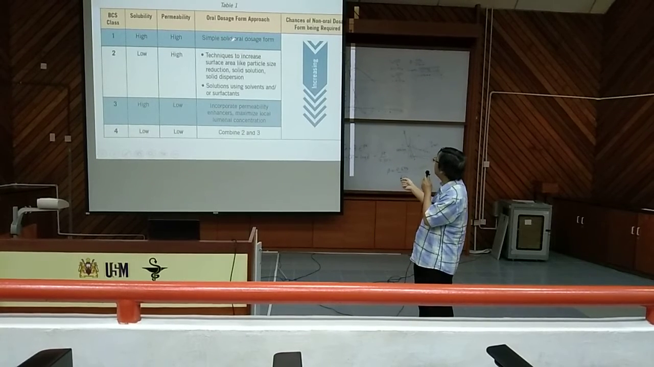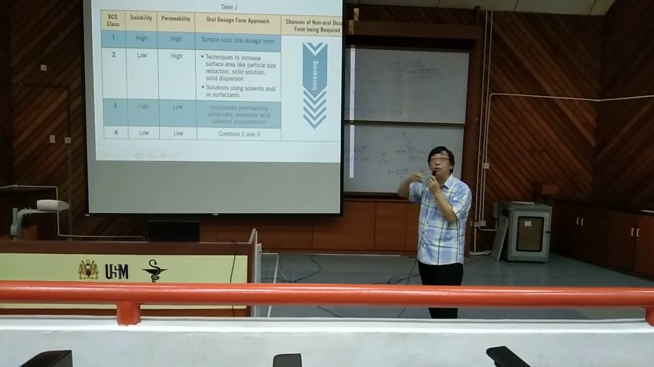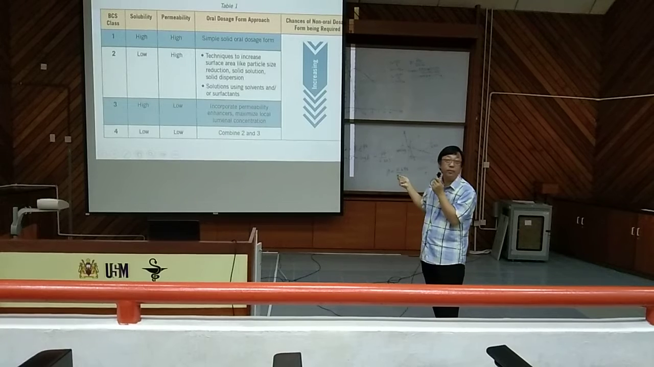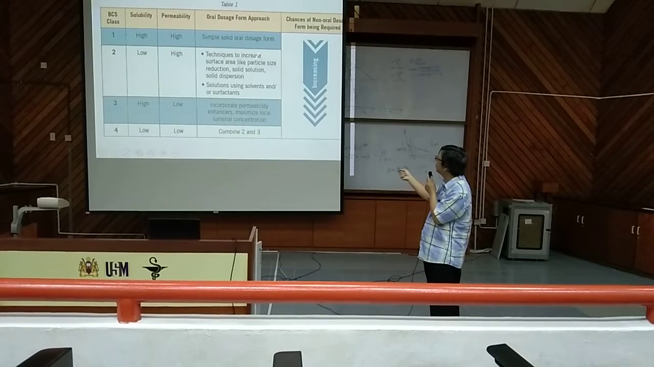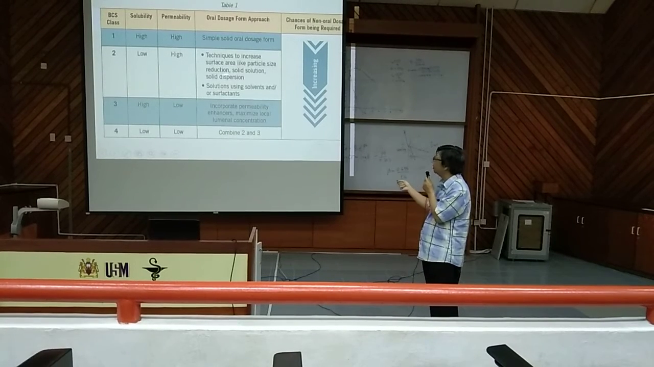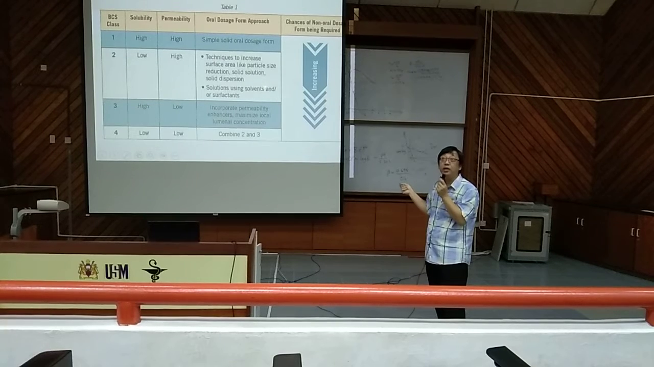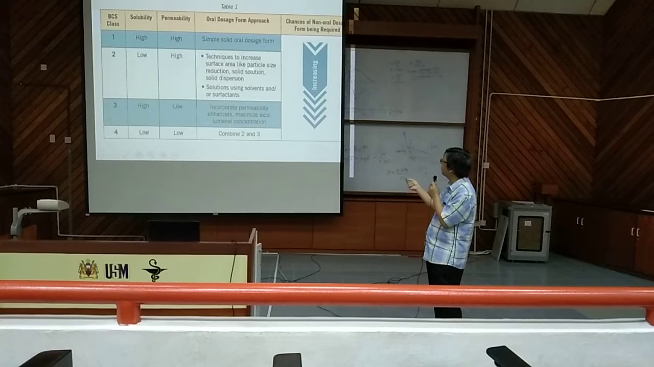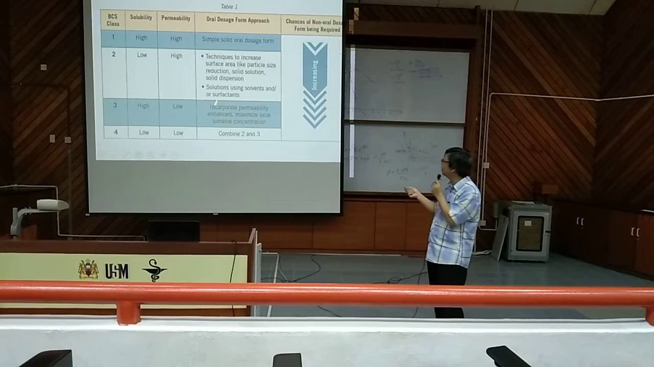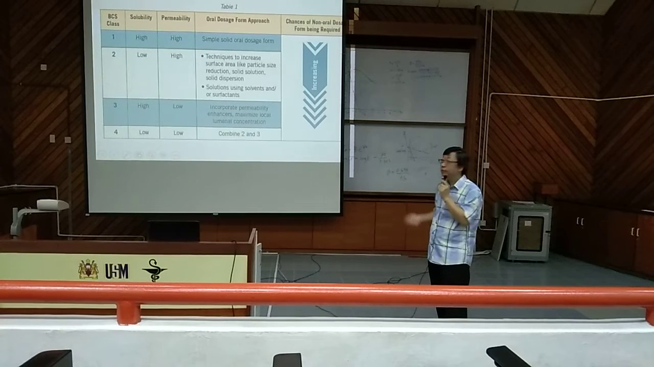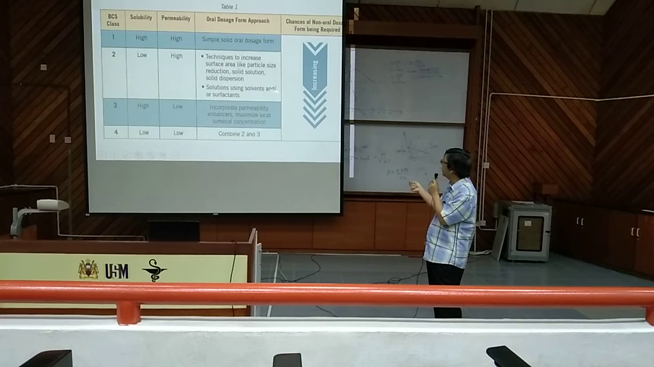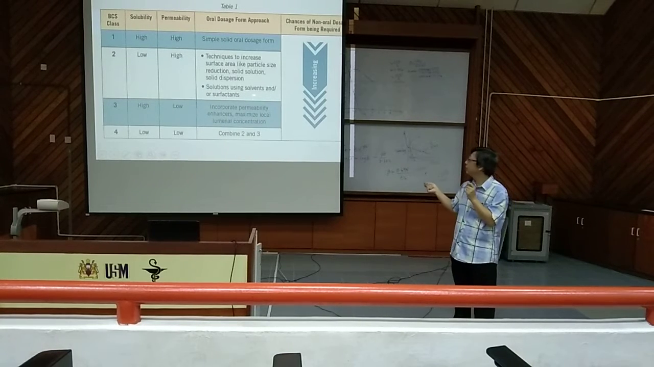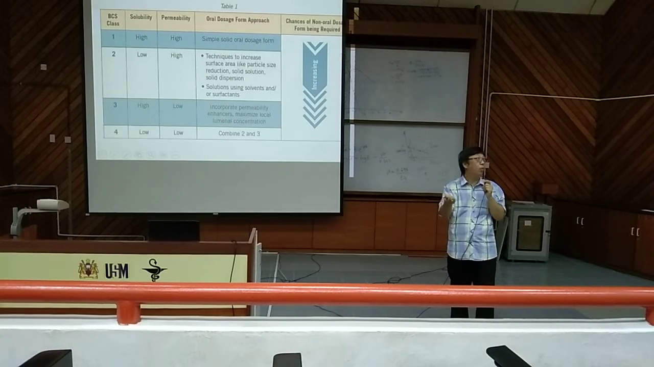So BCS class 1, simple solid oral dosage form. No issue, right? No dissolution problem, no solubility problem. So you can make it into a simple solid oral dosage form. Alright? The second one, class 2, you need techniques to increase surface area, like particle size reduction. This is basically to increase the dissolution. Remember, we talked about particle size reduction, we talked about solid solution, we talked about solid dispersion. Then solutions using solvents and or surfactants. This one, what's the purpose? Increase the permeability.